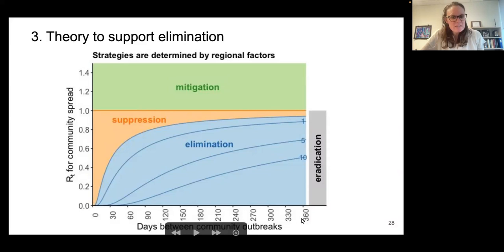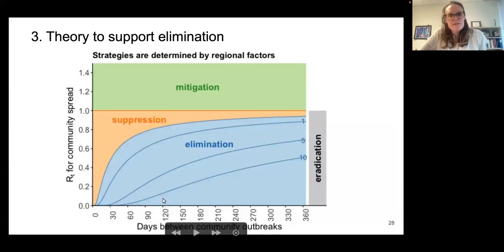So if you have many days between community outbreaks, and if you have a very small RFT, you're in the region at the bottom right, and that means that you'll have elimination happening.